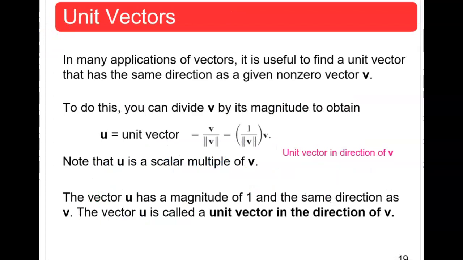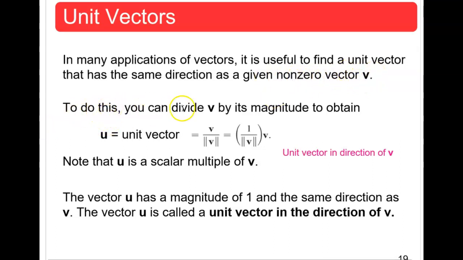The next objective is the unit vector. In many applications of vectors, it is useful to find a unit vector that has the same direction as a given non-zero vector, meaning only non-zero vectors can have a unit vector, because remember the zero vector has no magnitude or zero magnitude. So as vector v.